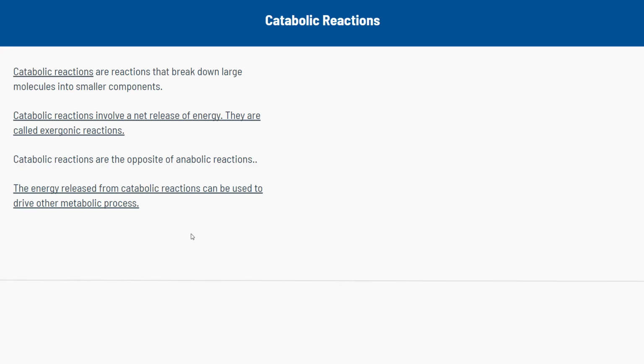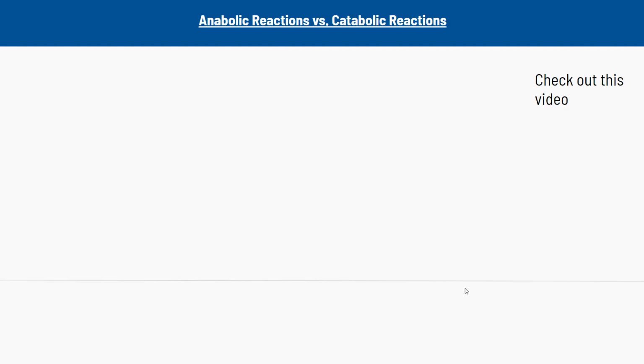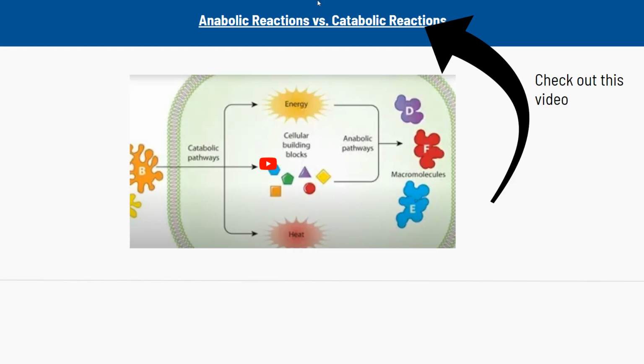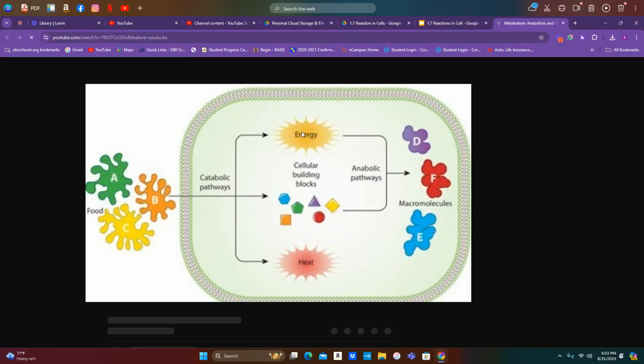Okay, so the energy released from a catabolic reaction can be used to drive other metabolic processes. So this is the cellular respiration example. In this example of a catabolic reaction, glucose is broken down in a series of reactions to release carbon dioxide, water, and ATP. ATP is the energy source that cells can use, and it helps fuel those systems in the body. So this video here gives a nice little detail of those two different types of reactions.